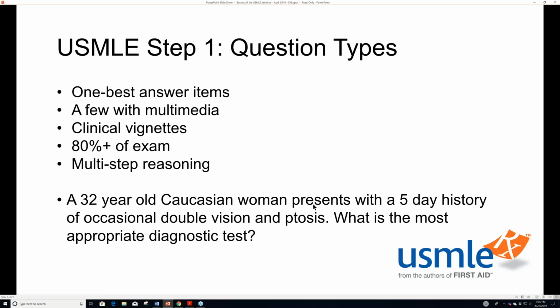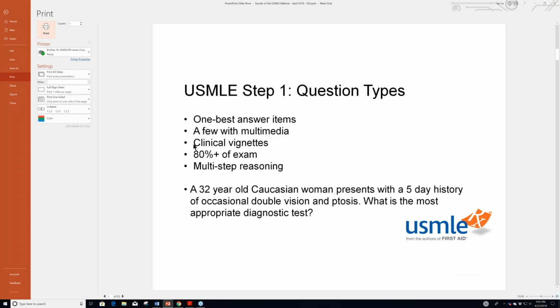So anyway, the question: what is the most appropriate diagnostic test? You'll note right away that when you look at it, oops, wrong thing. I do not want to print this. Let's get back here.